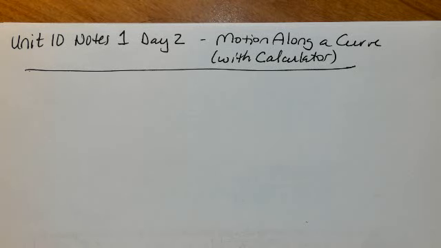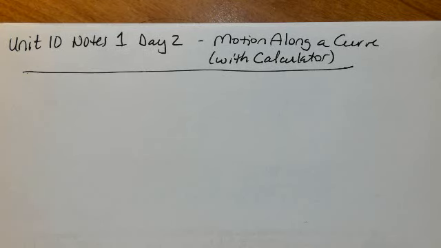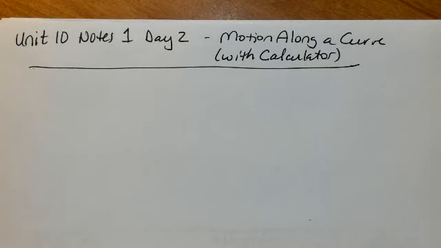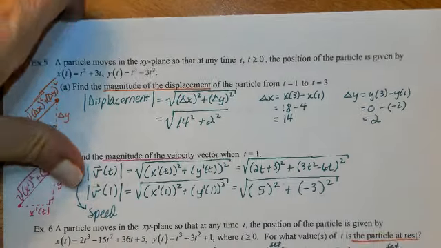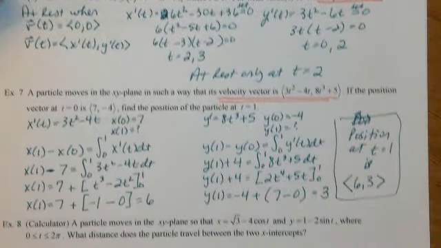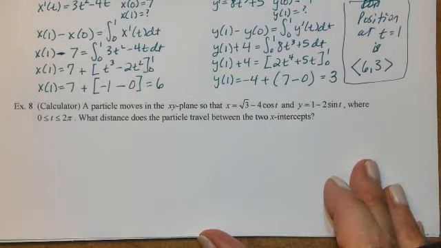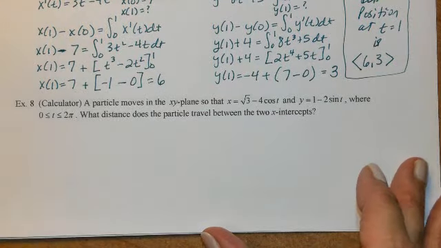We are still in Notes 1 of Unit 10, and we're still doing motion along a curve. Today, our problems will entail the use of a calculator. All right, so I'm continuing in my notes that I just left off from yesterday, and we're down here at example 8, and we all have a calculator in our hands.